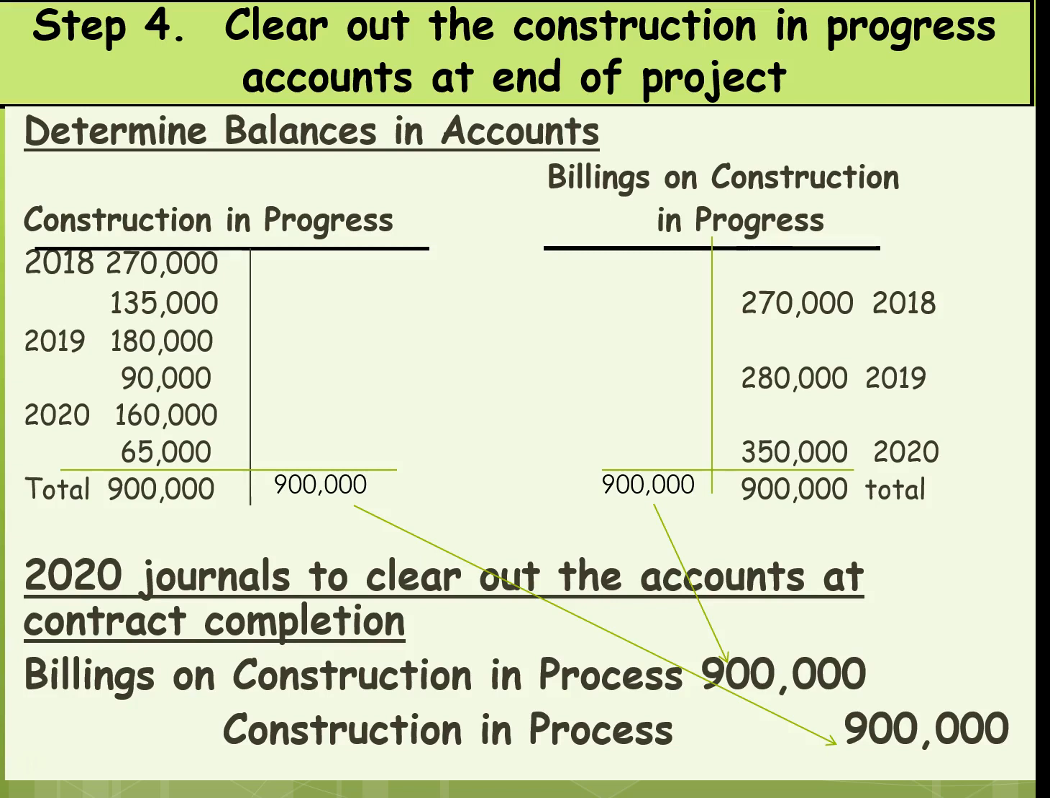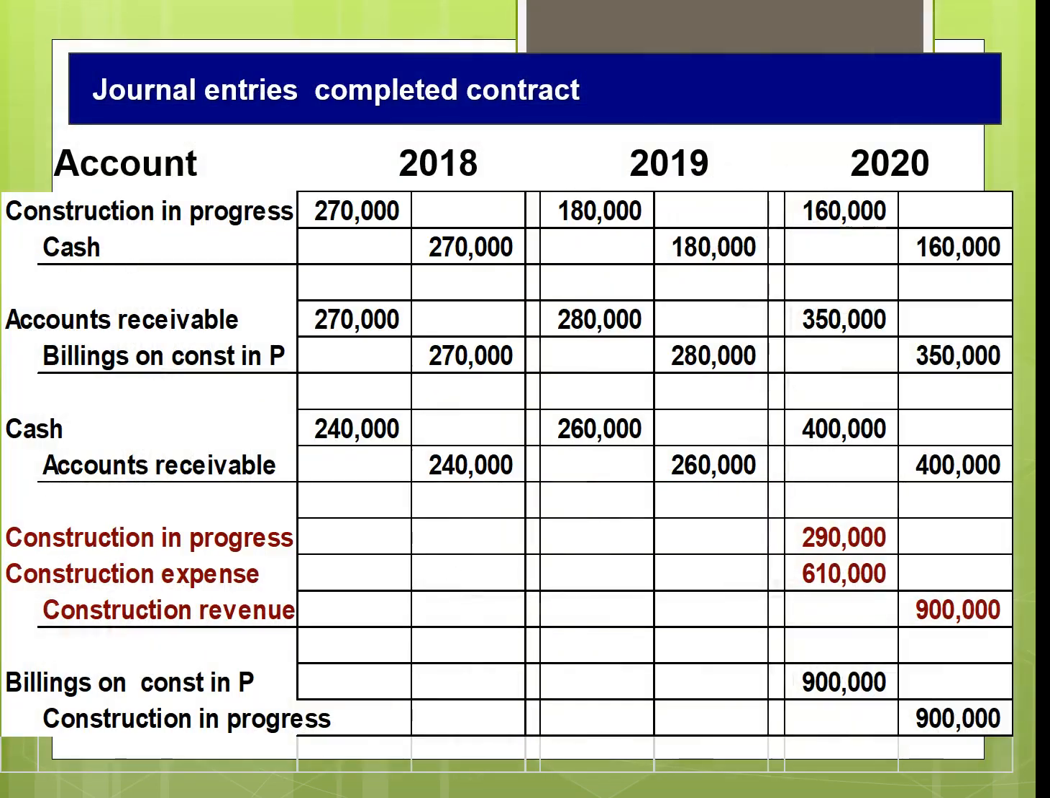Now, what do the journals look like if we had done completed contract? Since this is a profitable project, we would not book any expense or revenue until the contract is complete. Remember, no revenue is booked until the contract is complete. That includes if there is a loss. The only thing you would record is the loss on completed contract if it's an overall loss. But in this case, since we have a profit, we don't have to worry about that.